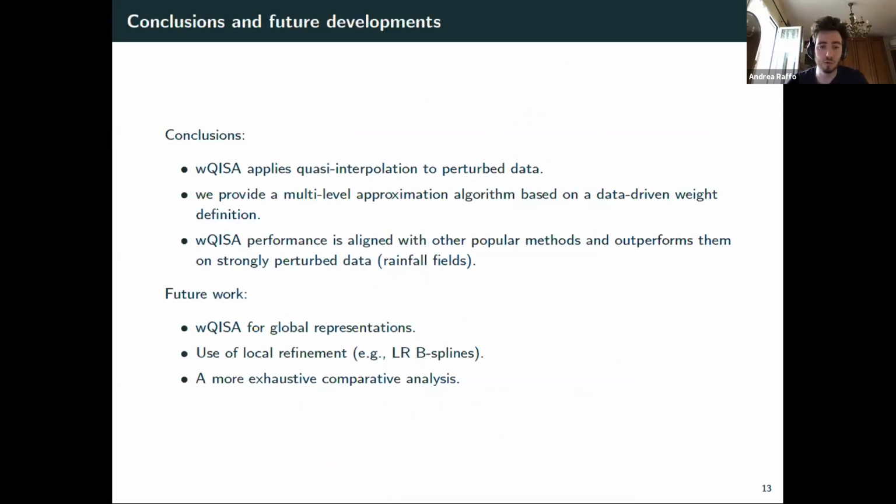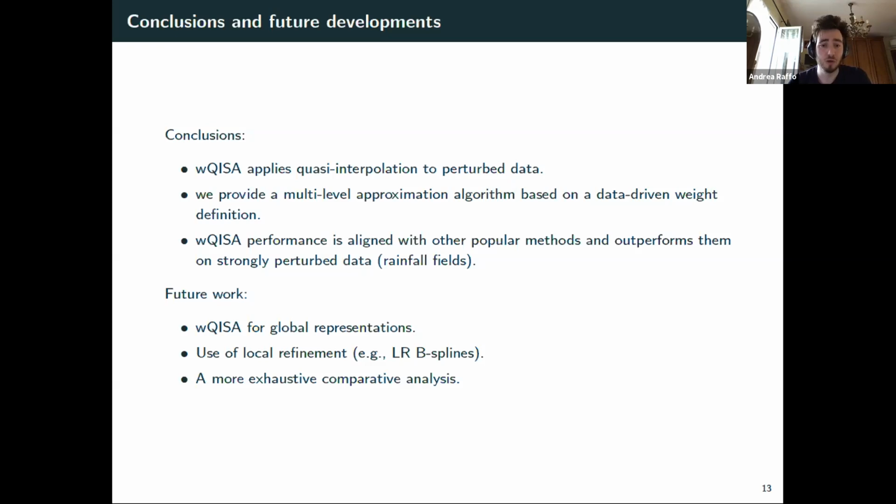As conclusions, we have applied a quasi-interpolation technique to perturbed data by introducing a multi-level and data-driven algorithm. The performance of our method is aligned with other popular methods when it comes to clean or mostly clean data, while our method outperforms the others when it comes to strongly perturbed data.